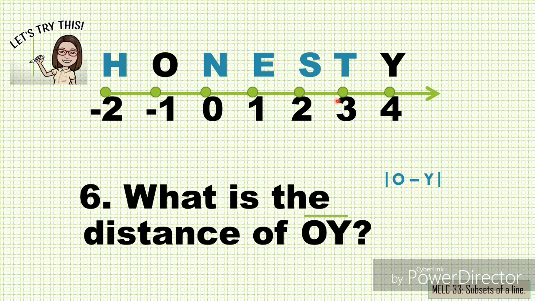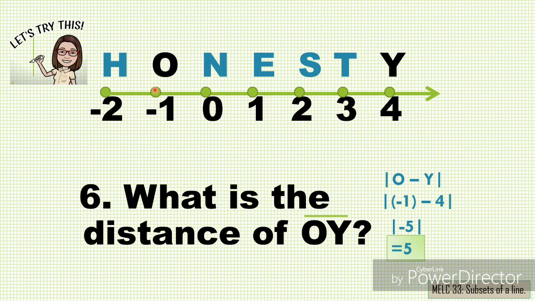Ang point O ay may coordinates na negative 1. Ang Y ay 4. So, kapag sinubtract natin yan, negative 1 minus 4, okay? So, magiging negative 1 plus negative 4. Ang sagot, negative 5. So, ang absolute value, 5 lang. So, the distance of OY, line segment OY is 5. So, yung length niya, yung haba niya ay 5 units, ibig sabihin.